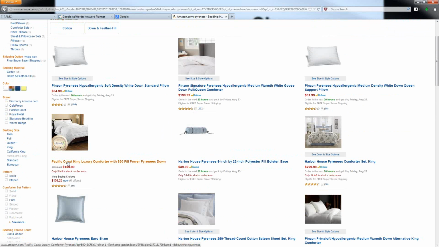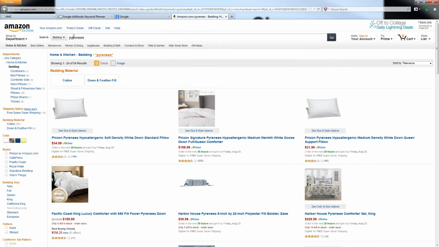I believe they may even be manufactured by the same exact company, except they seem to be a bit higher quality. They seem to have a higher fill power, higher thread counts. A lot of people say that the Pacific Coast comforters do not leak. So this is a definite brand and product choice that I want to make sure I'm promoting on my site. And now I know for a fact that there is at least one good Pacific Coast comforter.